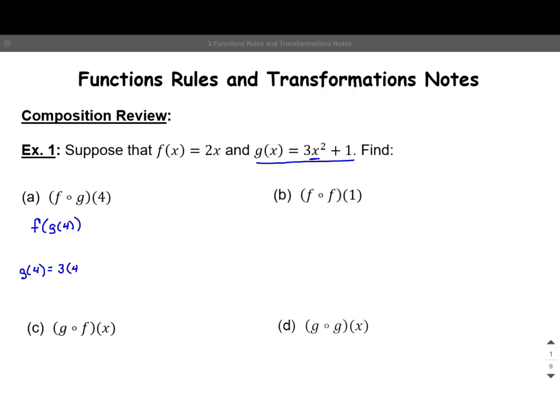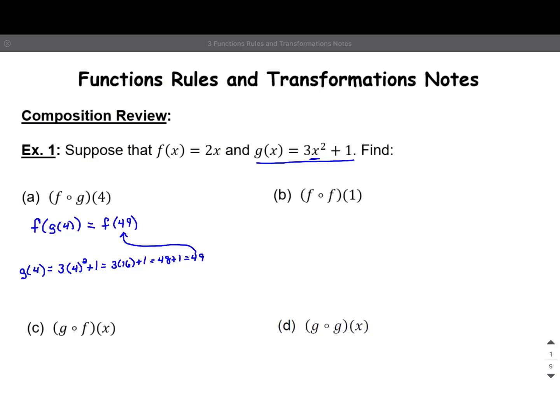So 3 times 4 squared plus 1. 4 squared is 16. 3 times 16 is 48, plus 1 is 49. So now I'm going to take this and I'm going to find f of 49.